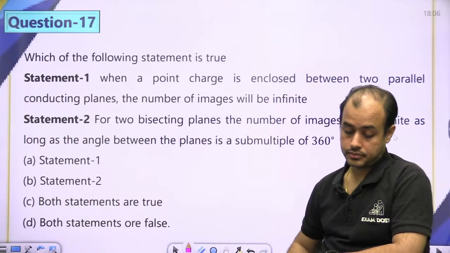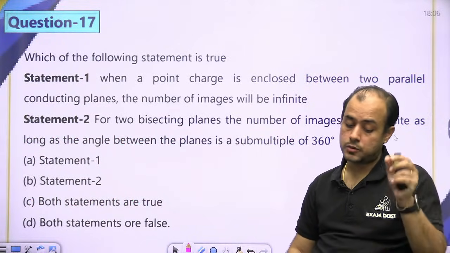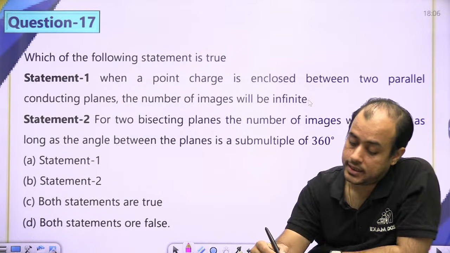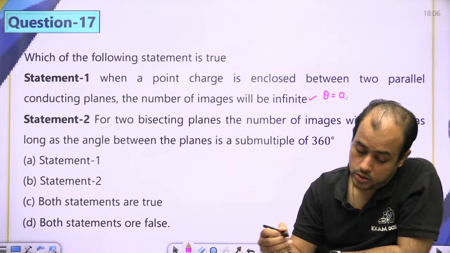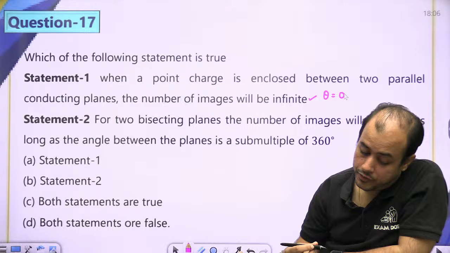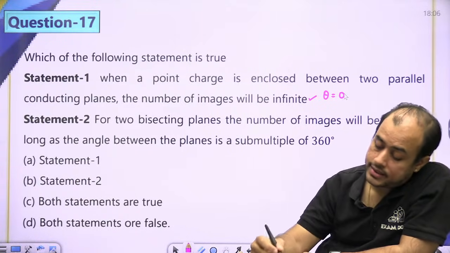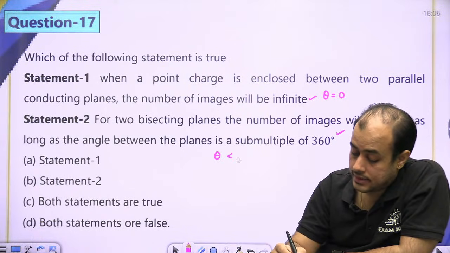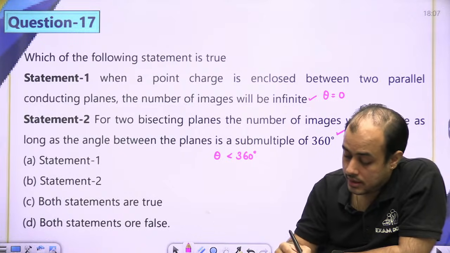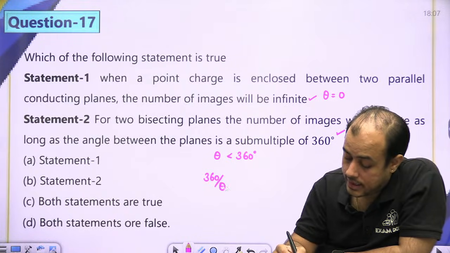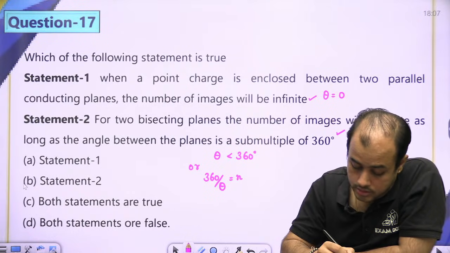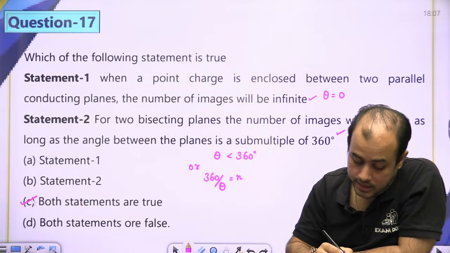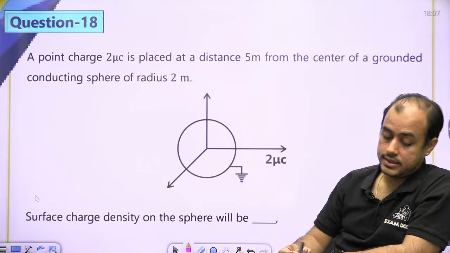क्लियर हो गया? When a point charge is enclosed between two conducting planes, two parallel, the number of images will be infinite. Yes, because theta will be 0. For two bisecting planes, the number of images will be finite as long as the angle is a sub-multiple of 360. That means theta is less than 360, or 360 by theta is n. तो स्टेटमेंट 2 इज ट्रू, पर दोनों स्टेटमेंट ट्रू है। पैरेलल प्लेन में थीटा 0 तो इनफाइनाइट चार्जेस.